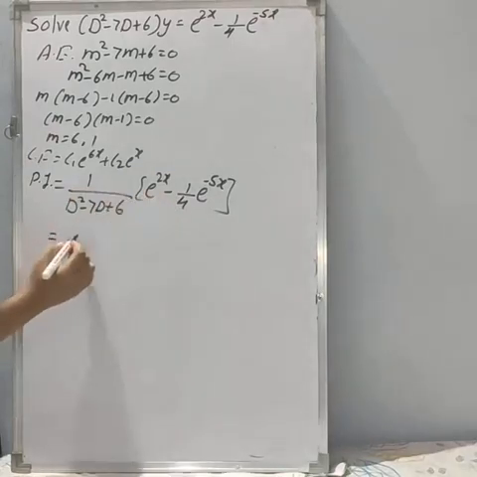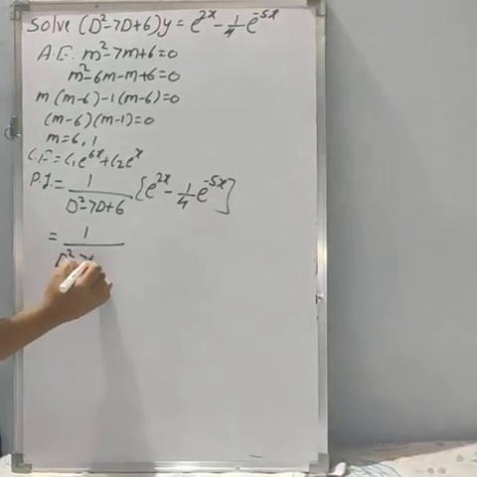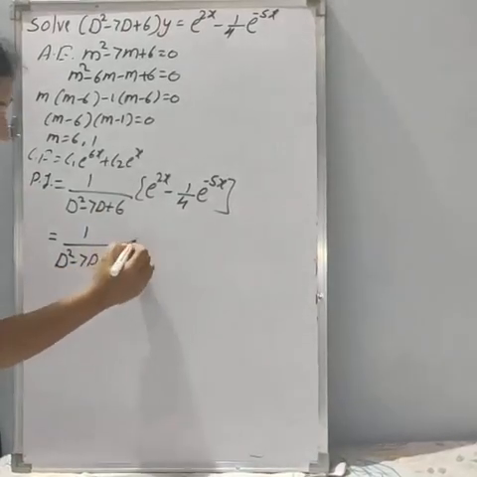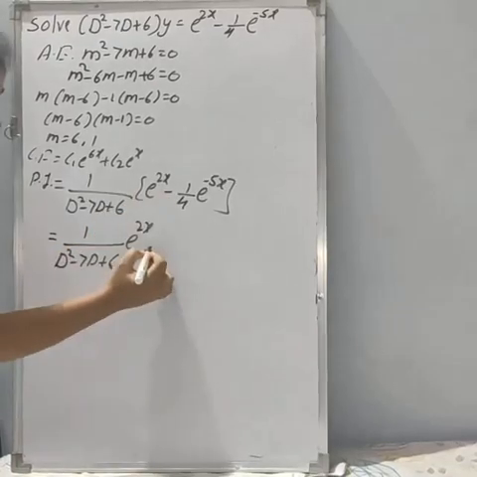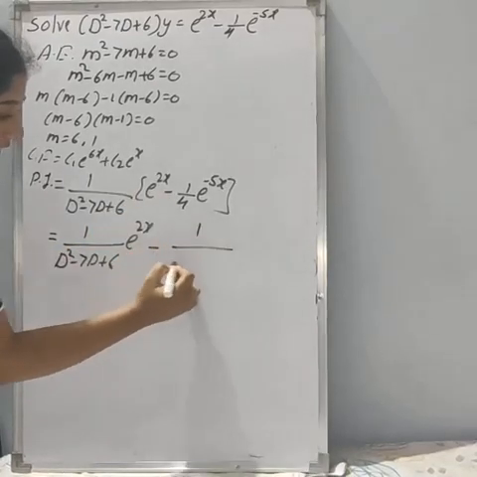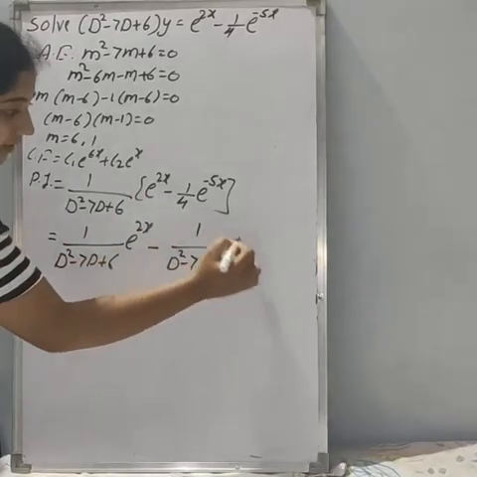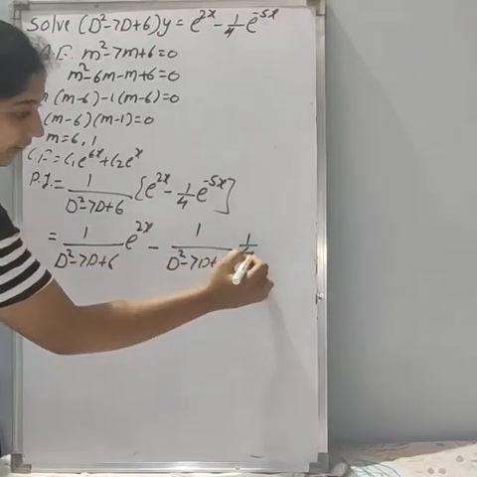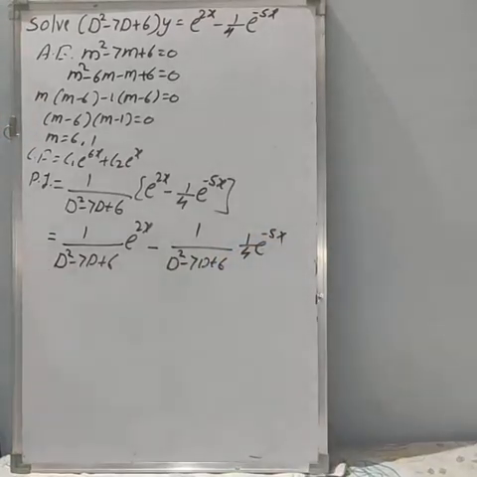So multiply this operator inside. You will get 1 upon d square minus 7d plus 6 into the first term, e to the power of 2x. Next, here we have a minus sign, so we write minus 1 upon again d square minus 7d plus 6, and here we have 1 by 4 e to the power of minus 5x. Separate both the terms.